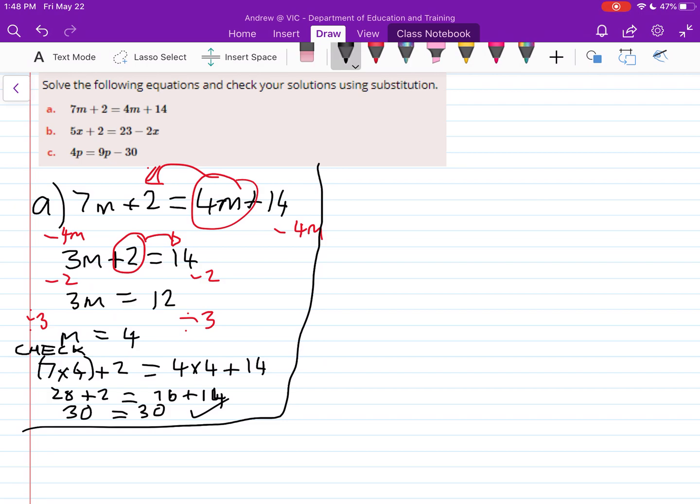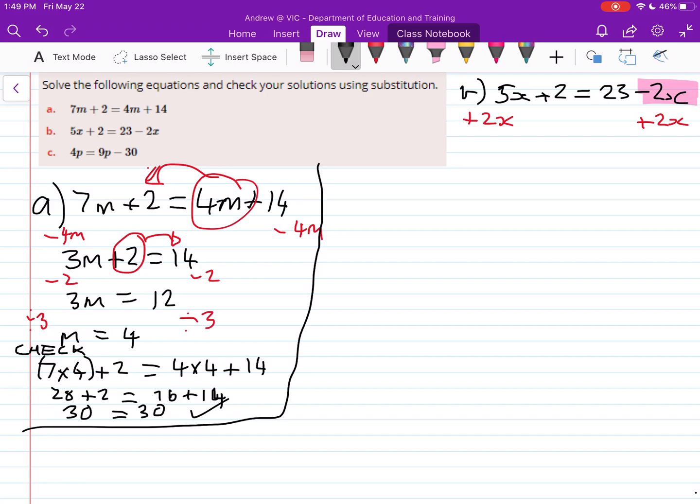So, B, we have 5x plus 2 is equal to 23 minus 2x. Okay, so need to look at what we've got on both sides. So we've got x's, so I like to get everything on the left hand side, so I'm going to try and get rid of this. We've got minus 2x, so to get rid of minus 2x we need to do the opposite, so we need a plus 2x to both sides.